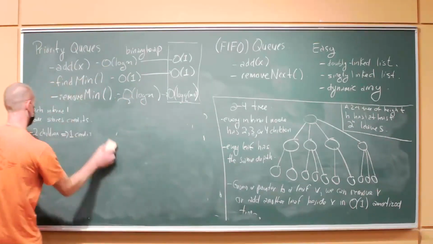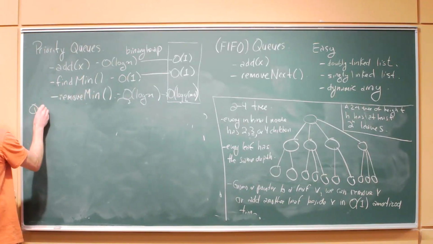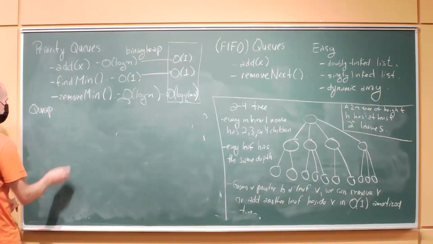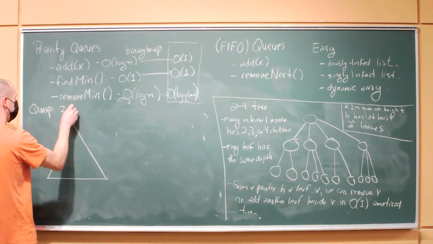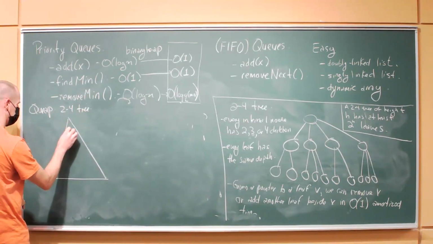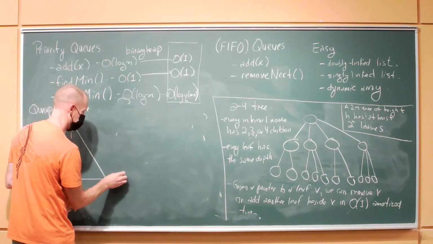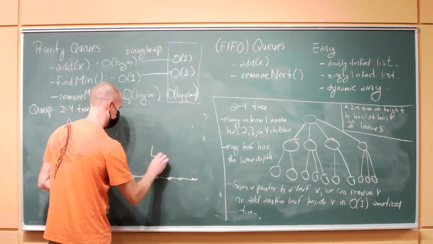All right, so now comes the Queap. What's a Queap? It's a 2-4 tree, T, plus a list, L.